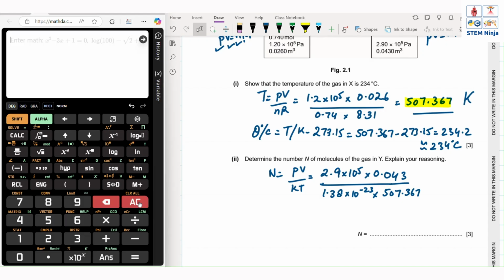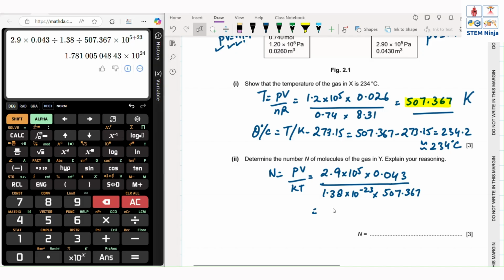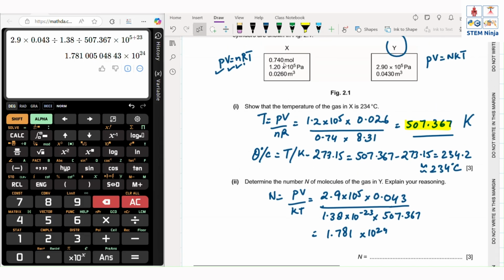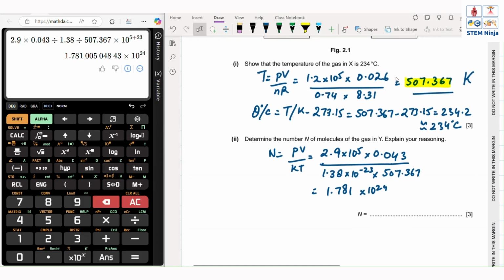So 2.9 times 0.043 divided by 1.38 divided by 507.367 times 10 raised to power 5 plus 23. You get 1.781 times 10 raised to power 24. All of these numbers are in three significant figures, so we will leave it in three significant figures also. So 1.78 times 10 raised to power 24.